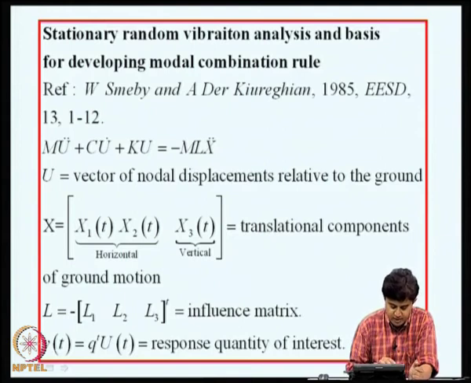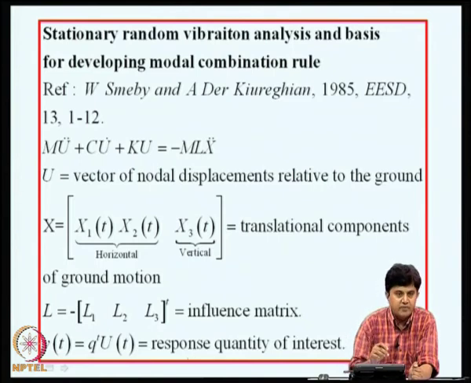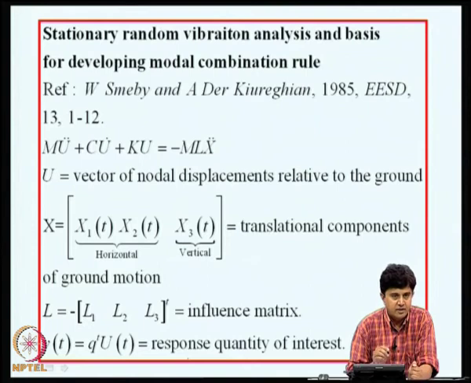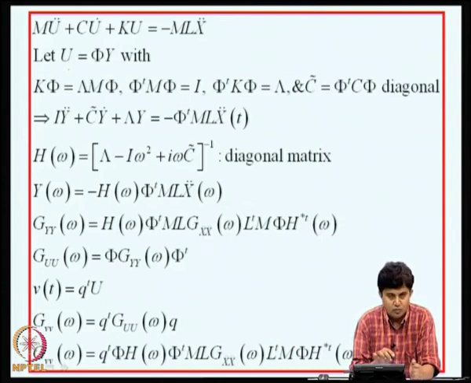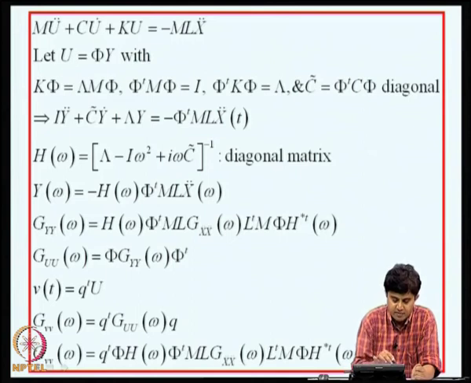Now, suppose we are interested in a typical response quantity, say V of t, which is q transpose u of t, that means a linear function of the basic states of the system. It could be, for example, a reaction transferred to the support or interstory drift and so on. Now, we use the normal mode decomposition method, we transform the displacement vector u equal to phi into y, where phi is the solution to the eigenvalue problem, k phi equals lambda m phi, and phi is taken to be mass normalized, that is phi transpose m phi is I, phi transpose k phi is the diagonal matrix of squares of the natural frequencies, and C tilde is the diagonal matrix phi transpose C phi, that means we are assuming damping to be classical.